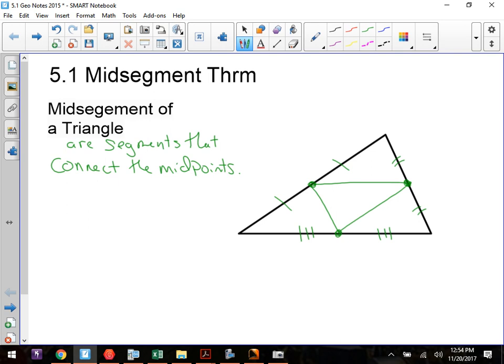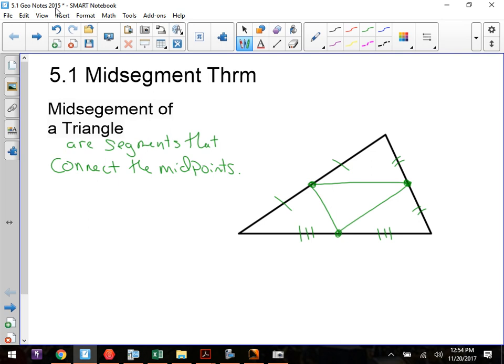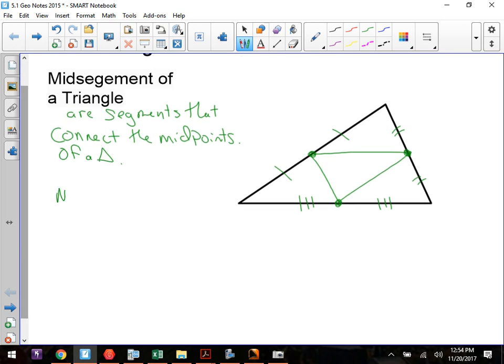But what I'm doing is I'm just showing that those are midpoints by putting in the congruency marks. Mid-segments of a triangle are segments that connect the midpoints. Okay. The mid-segment equals half the side it does not touch.